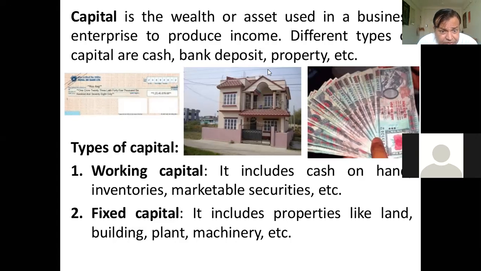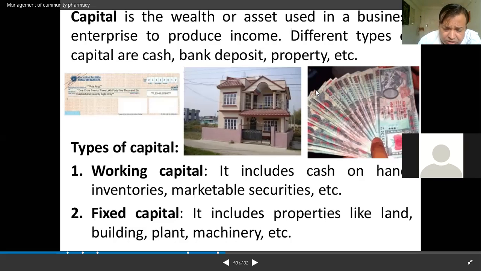Working capital includes cash on hand, inventories, marketable securities, etc. Fixed capital includes property like land, building, plant, machineries, furnitures, which is available or present in your pharmacy.